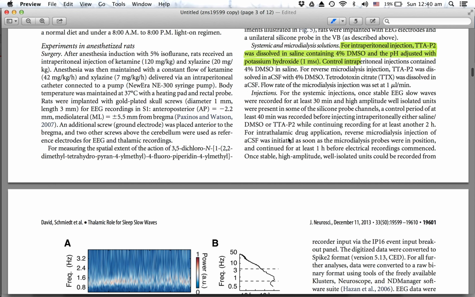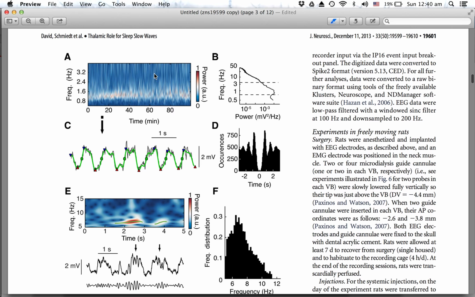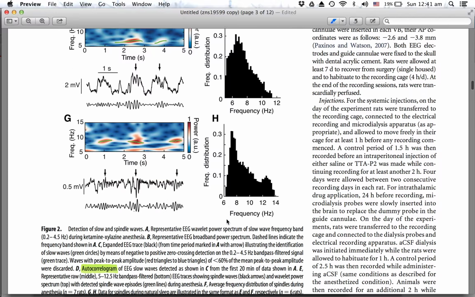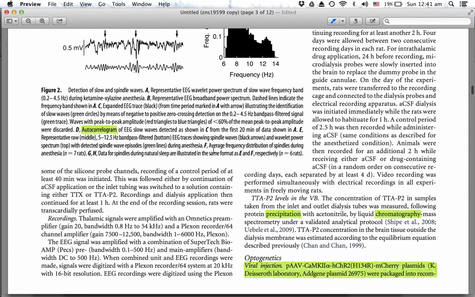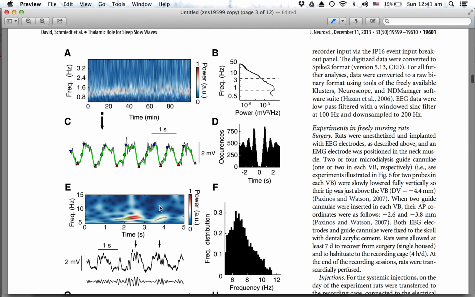So in this video I'll be talking about the materials and methods of this paper. I found there are three main techniques which they have used. One is microdialysis, another is wavelet analysis in EEG, and third is optogenetics. I'll be talking about two of these, microdialysis and wavelet analysis. The rest we will discuss later.